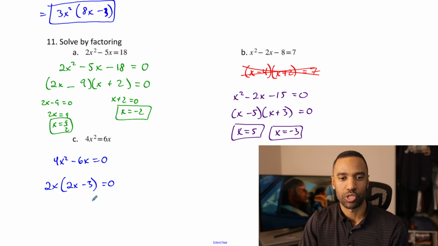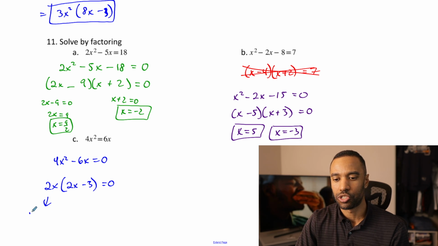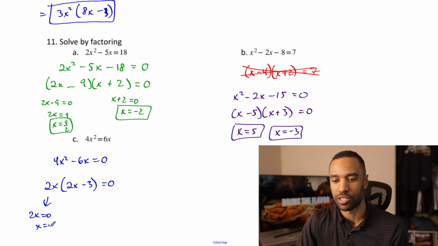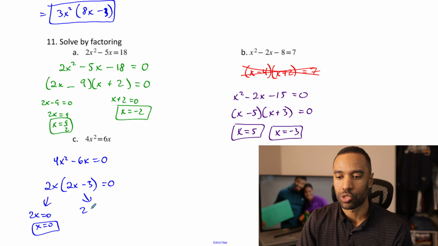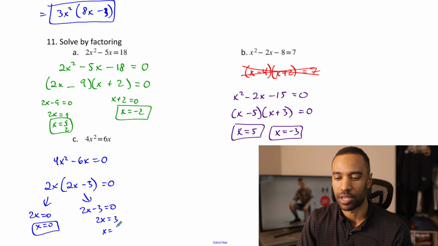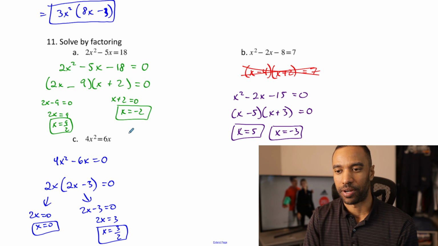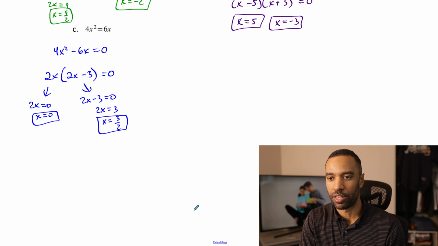If 2x times 2x minus 3 equals 0, either 2x equals 0, therefore x equals 0 divided by 2. The 2 can actually be ignored. If 2x minus 3 equals 0, add 3 to both sides, and divide both sides by 2. And this is some solving by factoring. If factorable, it's really the way to go about it.